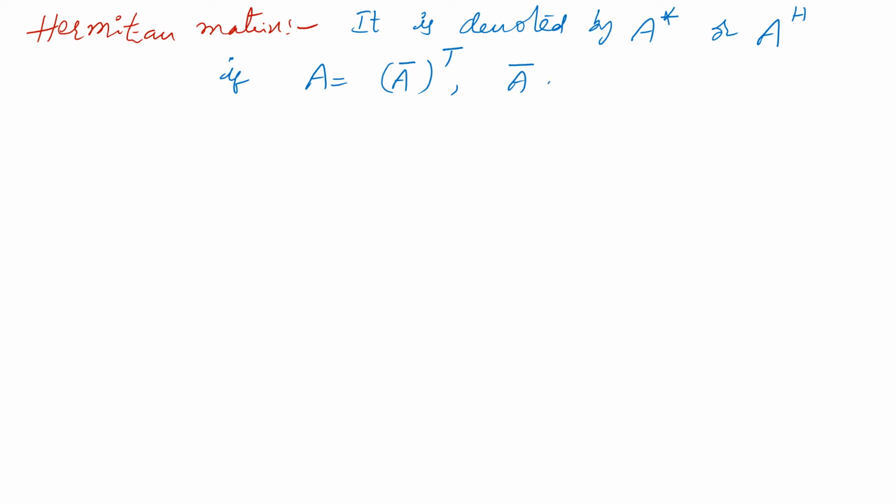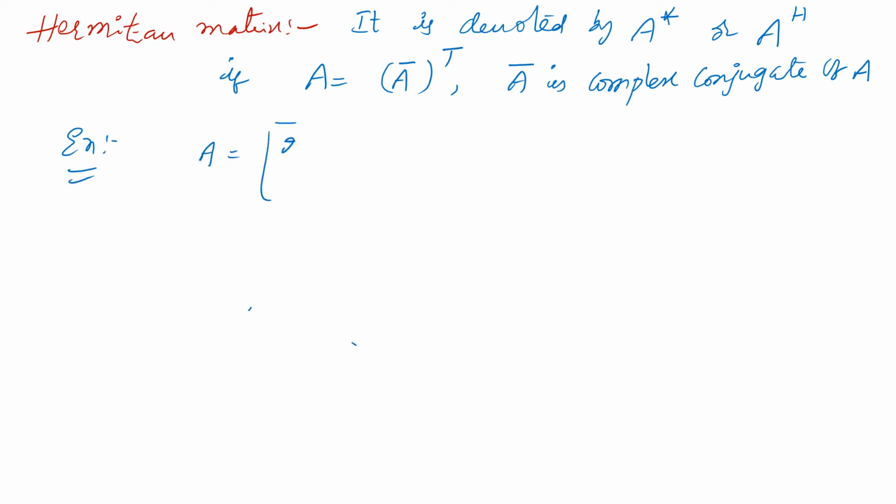Okay, next one, Hermitian matrix. What is meant by Hermitian matrix? It is denoted by A star, or A^H, H stands for Hermitian. And what is the condition? If A equal to A bar whole transpose, where A bar is the complex conjugate of A. For example, if I consider A a complex matrix, this is 2i, this is minus i, and this is i, and this is 1 plus i. What does A conjugate mean? This conjugate means minus 2i, this is plus i, this is minus i, and this is 1 minus i.